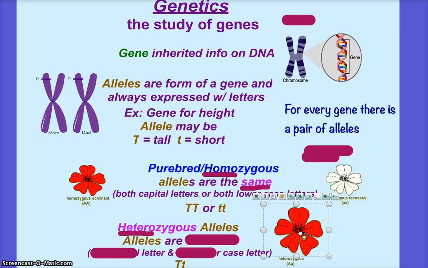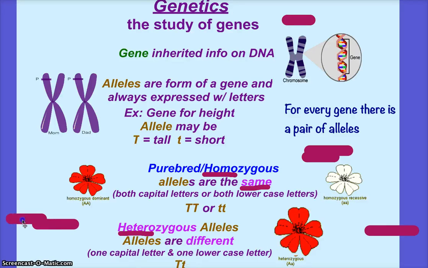Look, how do we express alleles, guys? With what? Letters. So if they're different, what does that mean? One is uppercase and one is lowercase. So in a heterozygous allele, it's very important that you understand that the difference is one letter is capital and one letter is lowercase. Homozygous, the letters are going to be either both capital or both lowercase.